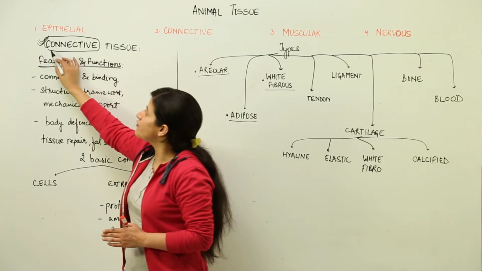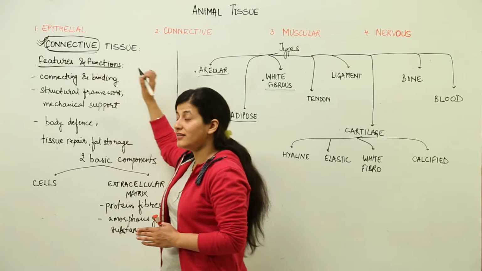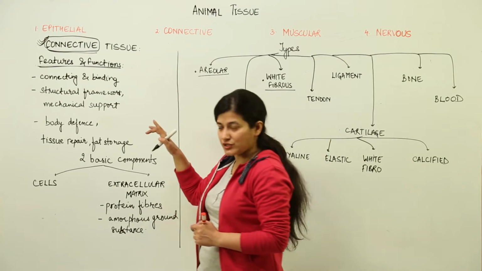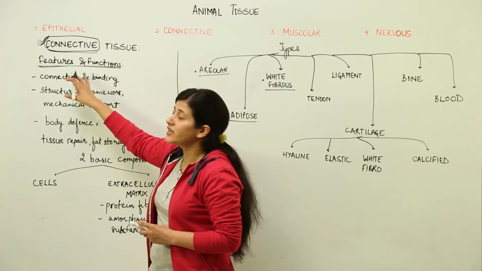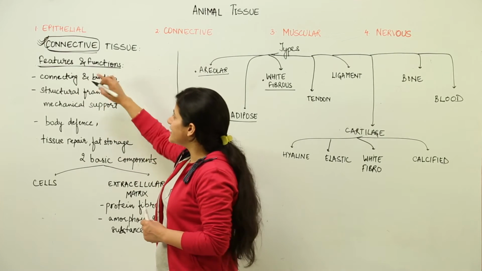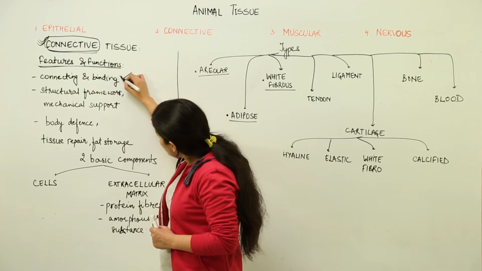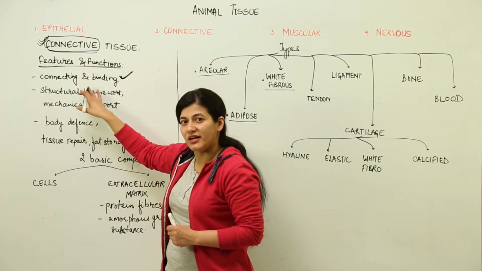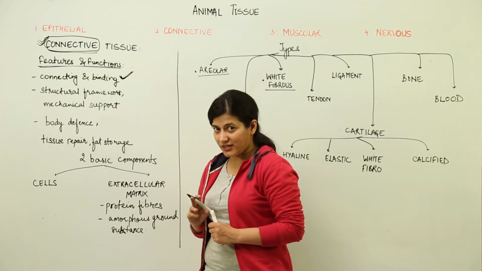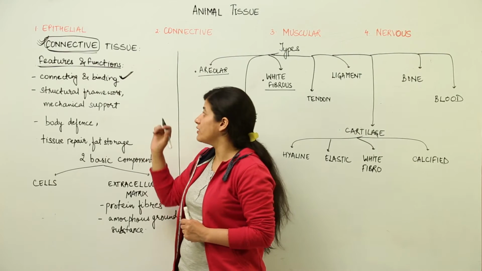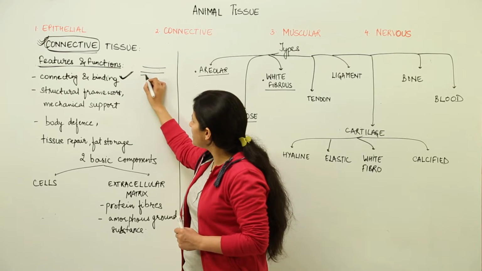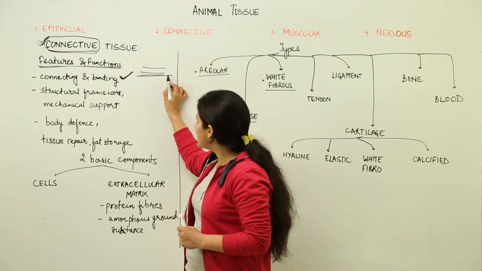So basically it performs the function of connection, and there are 8 different types of connective tissue which perform that function. Now let us see what are its features and functions. As the name suggests, the most important function is connecting and binding a tissue to other tissue. As in the case of epithelial tissue, you might have read about it, that above lies the epithelial tissue, in between there is a basement membrane, and underneath there is connective tissue.